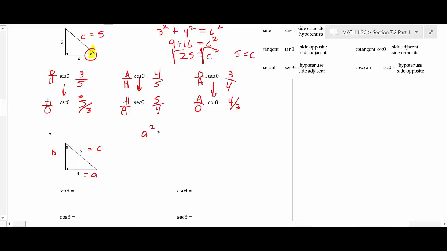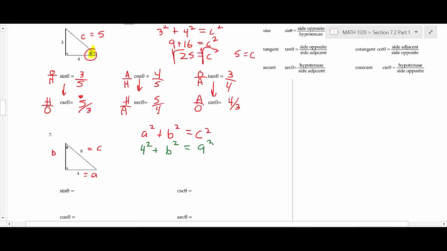So we're going to have a squared plus b squared equals c squared. And then let's go ahead and crunch that out, and then I'll have you write these definitions out. Okay? Okay, so let's see. We have a is 4, so that's 4 squared plus b squared is equal to 9 squared.